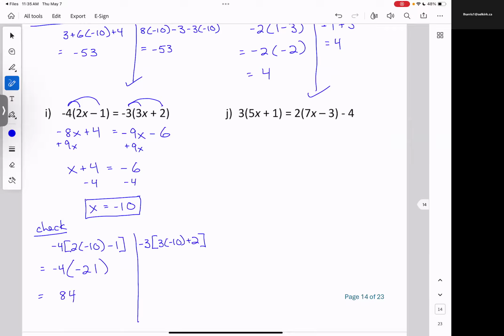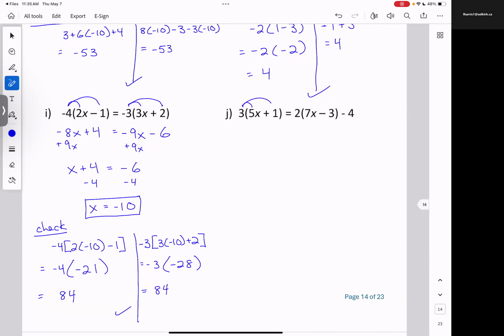I get 84. On the right, I would have negative 3 times, and that's negative 30 plus 2 gives me negative 28. And so I'm going to calculate that. And I also get 84. So that verifies my solution. All right, last one for this section.